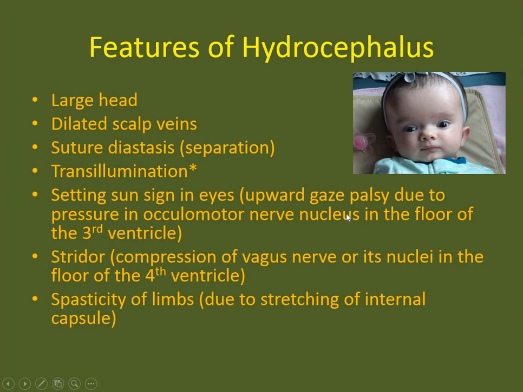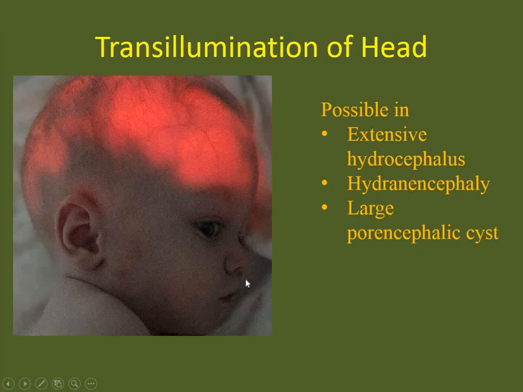We know the vagus nerve has a long nucleus which is situated in the floor of the fourth ventricle. So when there is pressure there, you can get a vocal cord paralysis causing stridor. Then spasticity of limbs are also seen. This is believed to be due to the stretching of the internal capsule.